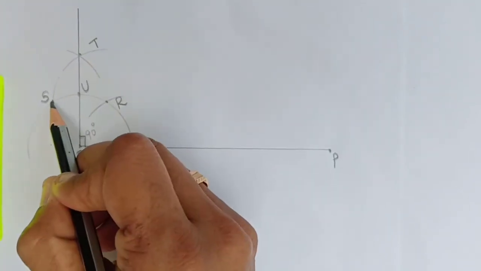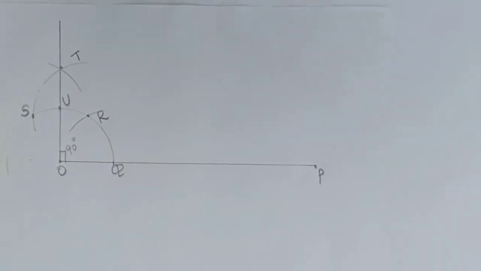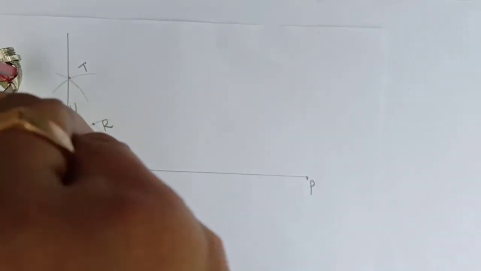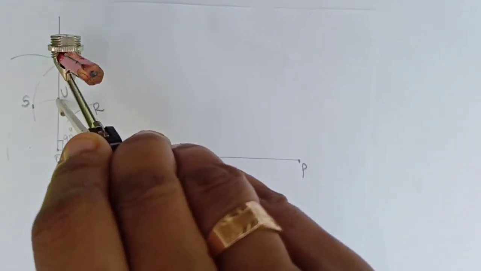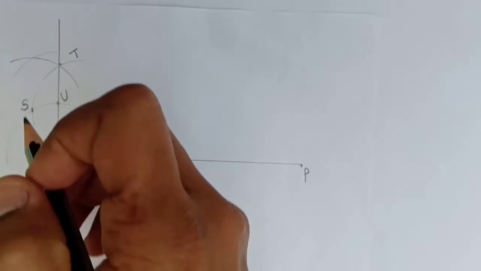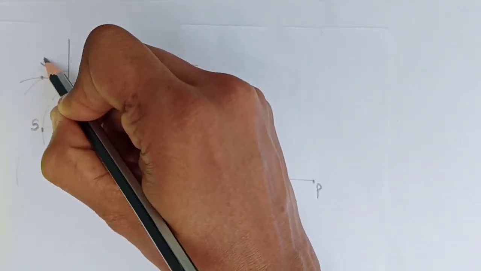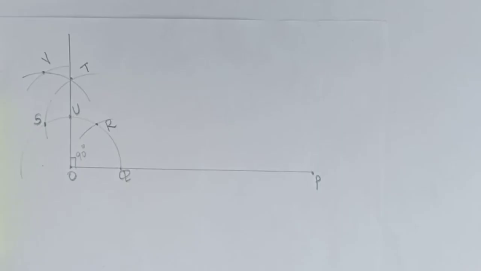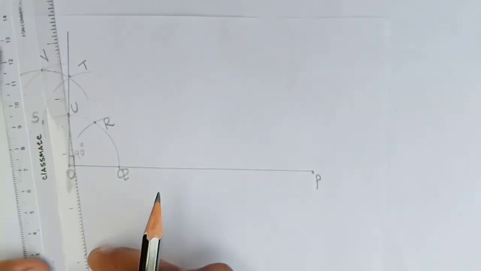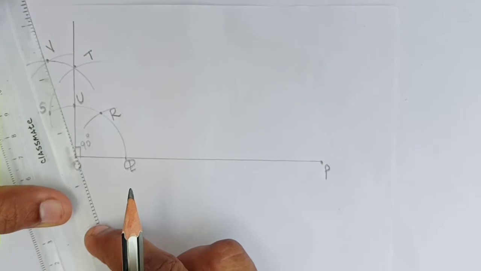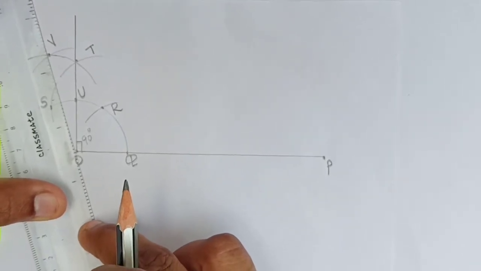Label the point U, and now we have to bisect the space between S and U. For that, with S as center, draw an arc, and with U as center, using the same radius, cut the previous arc and mark the point V. By using your ruler, join the points V and O.